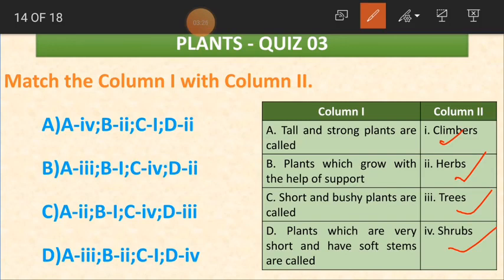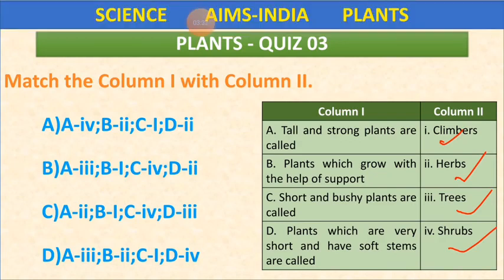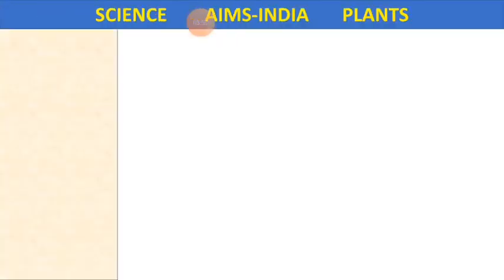Okay children. So according to this, from our ABCD options, which option is the correct answer for us? Yes, it is the B option. A is matching with the third one, B with the first one, C with the fourth one and D with the second one. So B option is the correct answer. Understood children? Clear? Okay. We'll go to the next question again.